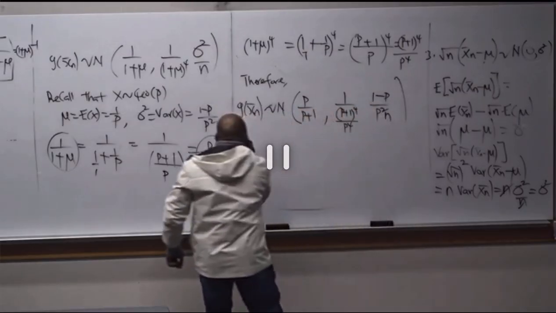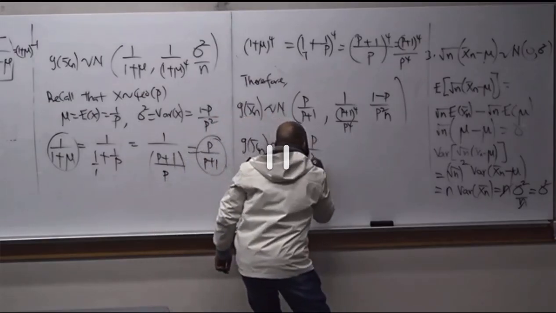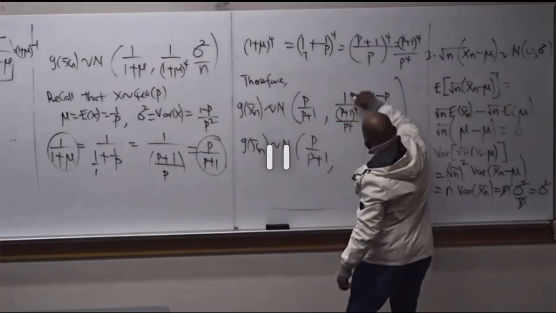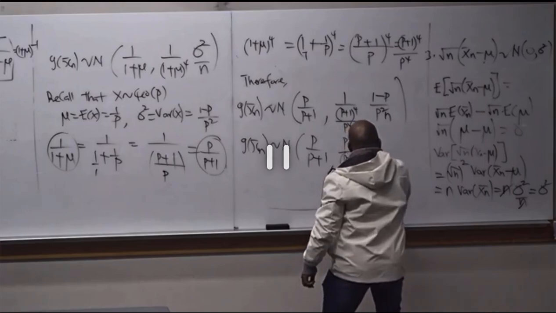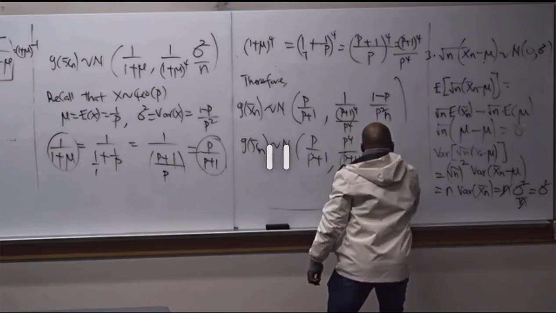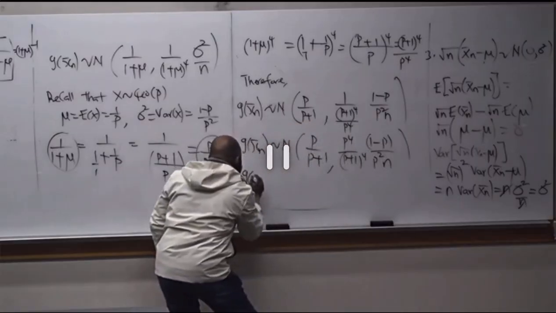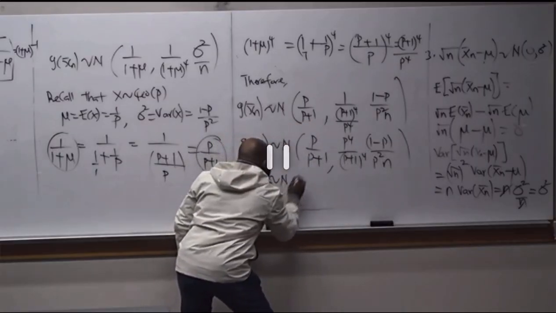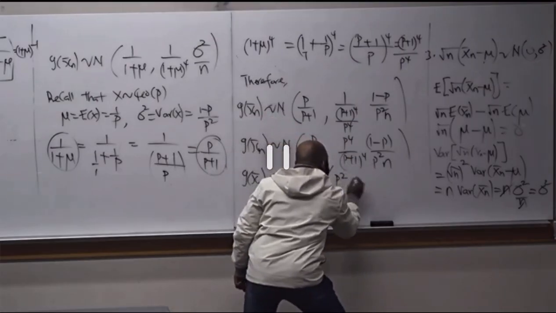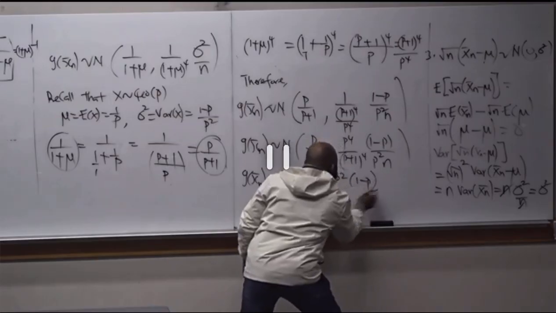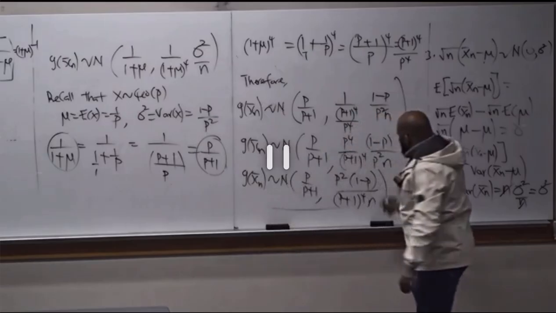Now I want to simplify. This is going to be p divided by p plus 1. Of course, this is going to go up: p to the 4, p plus 1 raised to power 4, 1 minus p over p squared n. I can reduce this. So finally, I'm going to have p divided by p plus 1, comma, and after cancelling, p squared times 1 minus p divided by p plus 1 raised to power 4 n. This is the final answer.